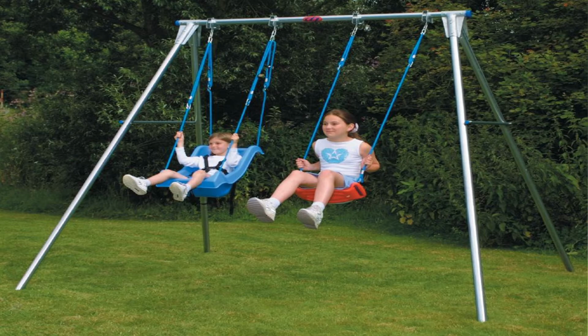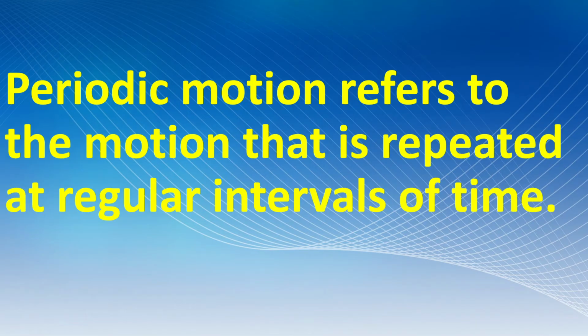So these are called periodic motion. Now, what is periodic motion? Periodic motion refers to the motion that is repeated at regular intervals of time. A body undergoing motion always has a stable equilibrium position. The equilibrium position, otherwise known as resting position, is the position assumed by the body when it is not vibrating.